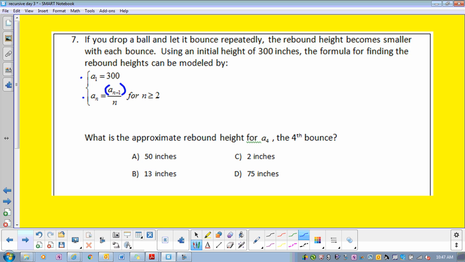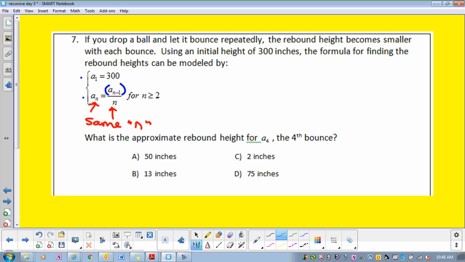The only thing that's different here, guys, is this bottom. It says n, right? Isn't this n the same as that n? Yeah. Okay? This n is the same as that n. Those are the same n's, same term. So they said, what is the approximate rebound height for a sub 4, the fourth bounce?